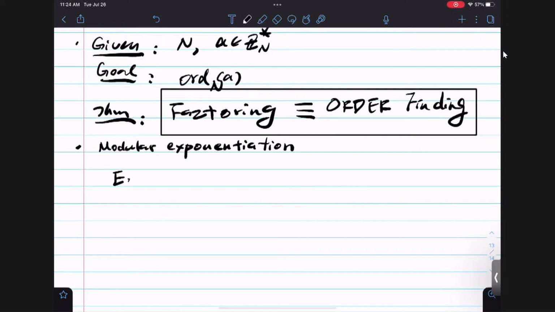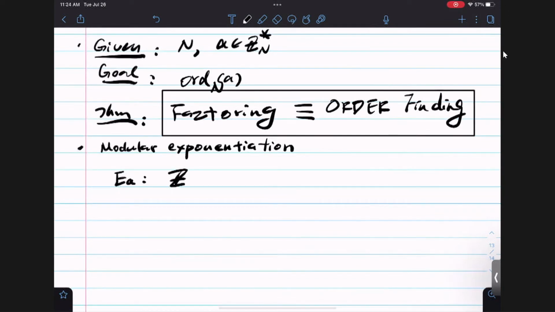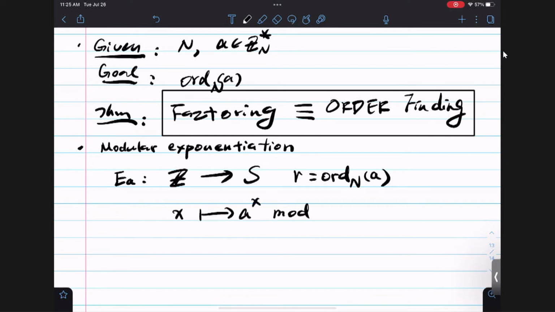So basically, we will consider a function which is parameterized by this number A. It takes an integer and maps to another integer, but I'm just going to say a set S. And suppose the order of A is R, just for shorthand notation. And then this function E sub A is going to take an integer x and then raise A to the x power mod n. So you just multiply A x times and take the modulus n every time.